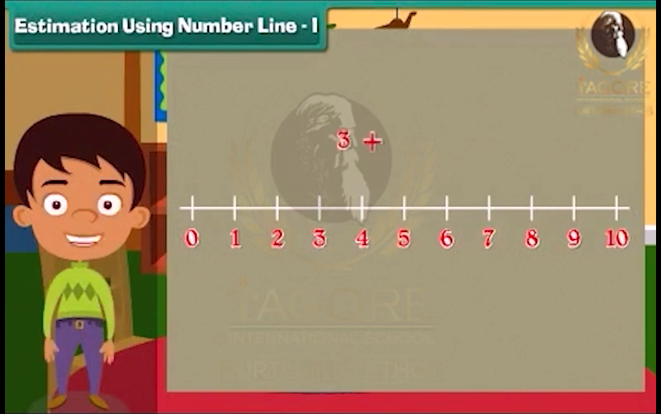Let us add 3 and 6. By adding 3 and 6, we get 9, and the position of 9 will be near to 10.